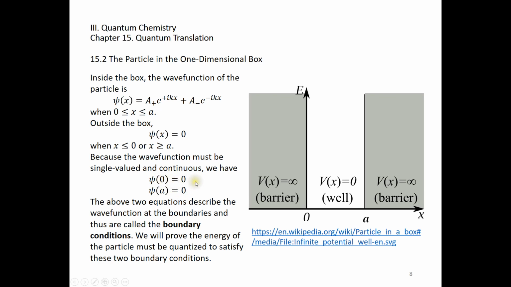Psi of 0 must be 0, psi of A must also be 0. That means at the two boundaries of the box, the wave function must be equal to 0. These two equations describe the values of the wave function at the two boundaries, and therefore they are called the boundary conditions. We have two boundary conditions, one at 0, the other at A. We will prove the energy of the particle must be quantized to satisfy these two boundary conditions.